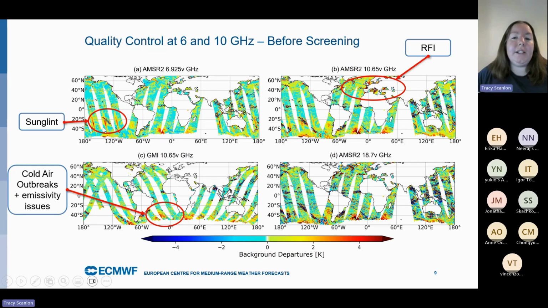So in both 6 and 10 gigahertz, particularly in AMSR2 because of its orbit, but also present in GMI, we see sunglint features. These are large streaks going down the orbits where we see contamination from solar input, basically. We also saw large RFI signals over Europe in AMSR2 10 gigahertz, which I'll show in more detail in a moment. And in each of these, although I've only highlighted it here in GMI, we also see the impact of cold air outbreaks and potentially emissivity issues with the emissivity model.